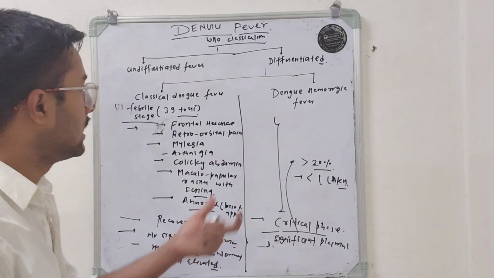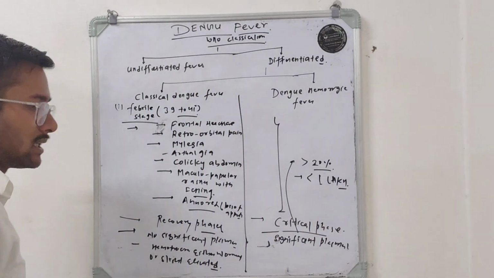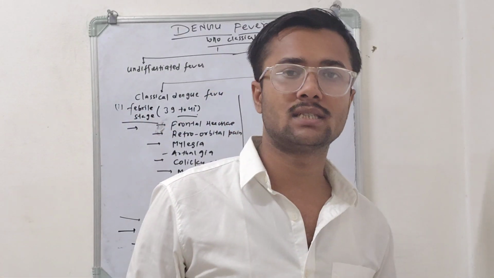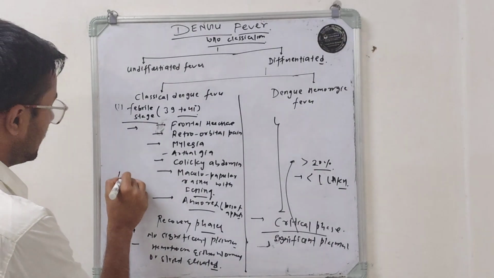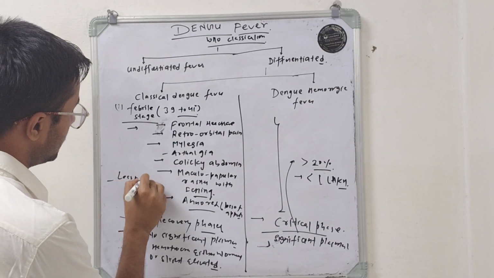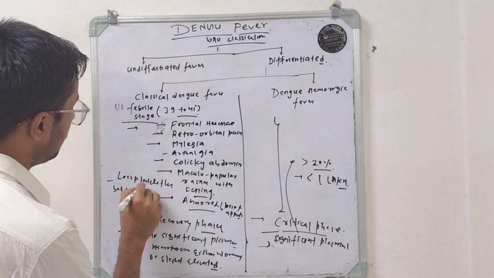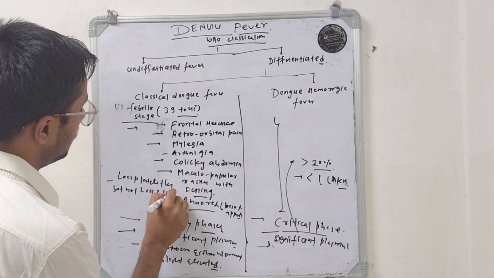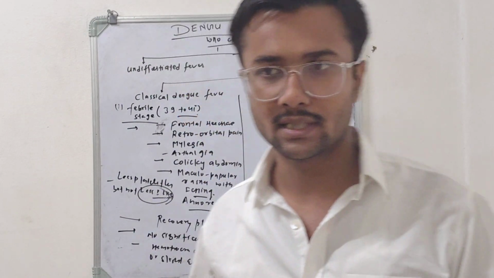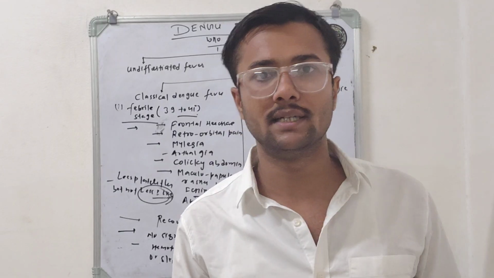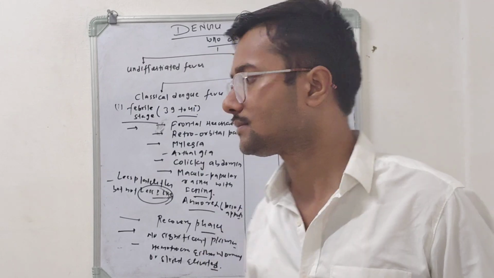Okay. What about the platelet level? The platelet level is obviously less than normal, but it is not less than 1 lakh. So the platelet level is low, but not less than 1 lakh. On the basis of these two findings, we can differentiate whether a patient has classical dengue fever or has entered the critical phase of dengue hemorrhagic fever.